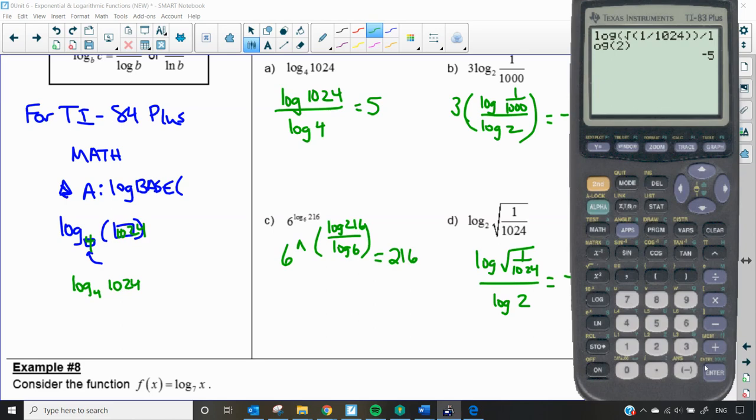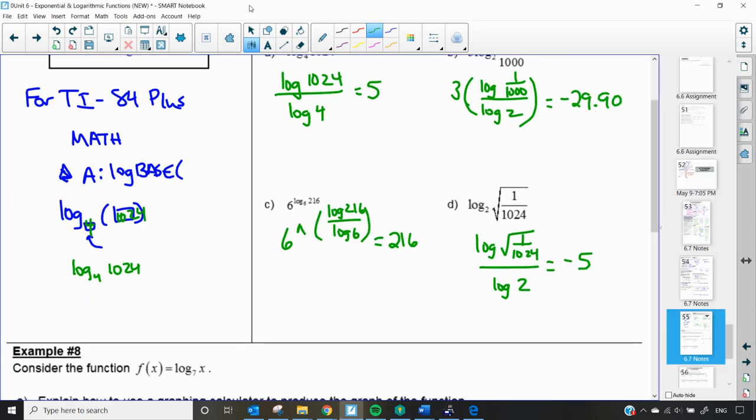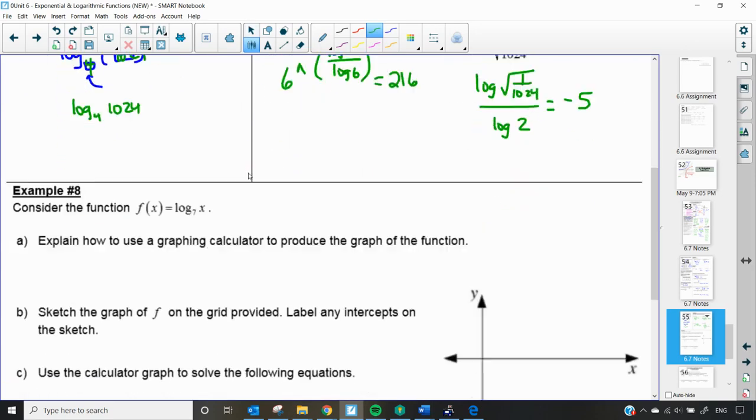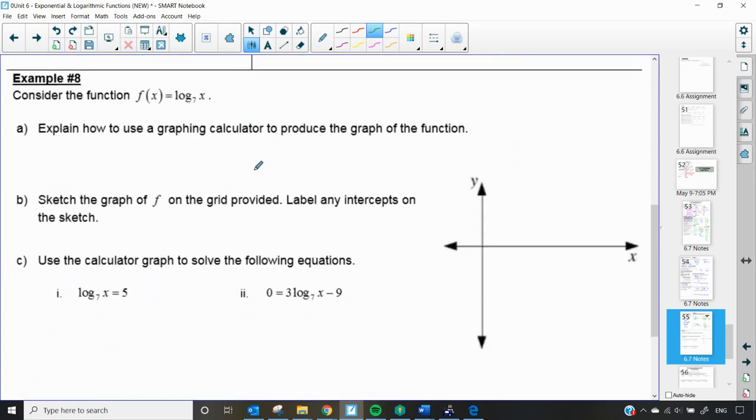And we get negative 5. All right, let's take one last example, and this is where we're going to be graphing with our calculators. Once we know how to put these into our calculator, we can actually use our calculator to solve equations.